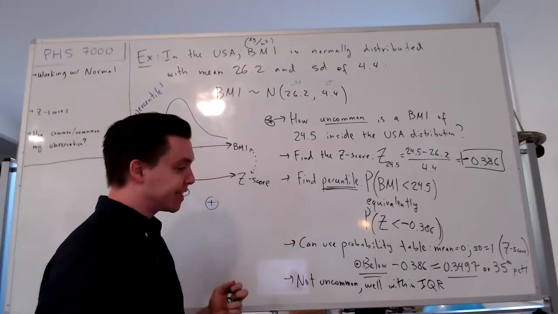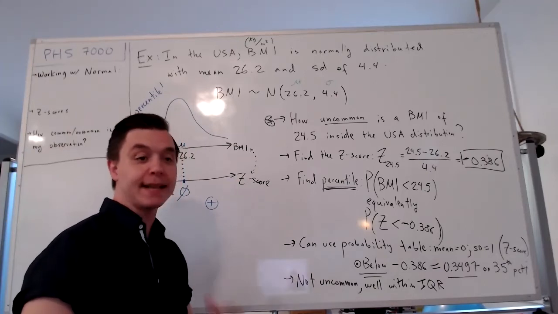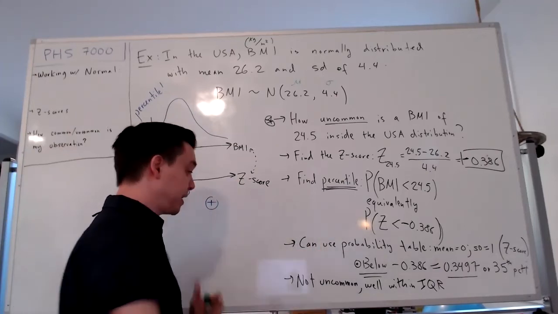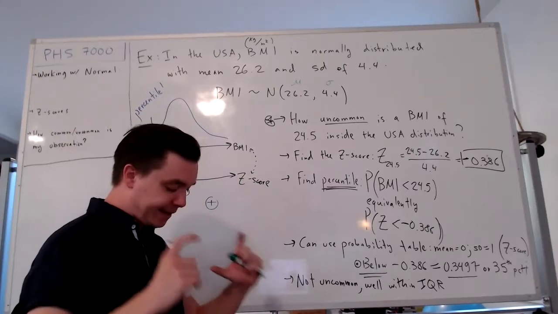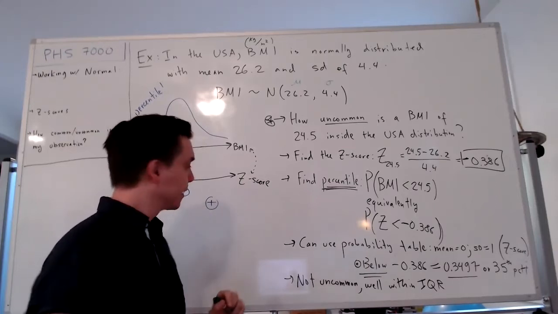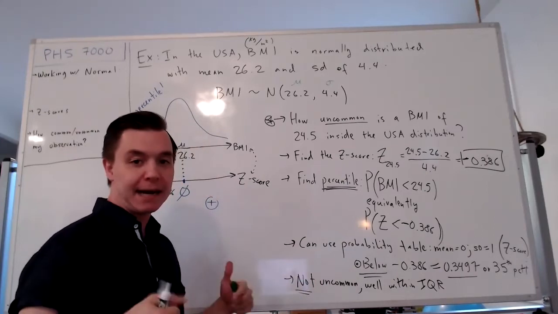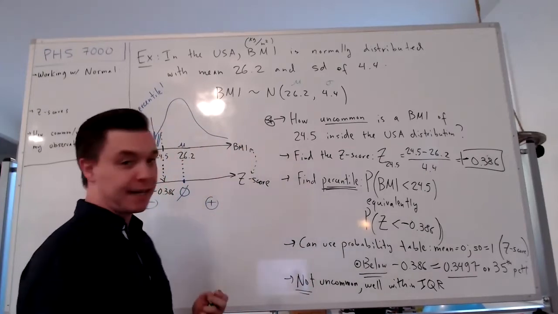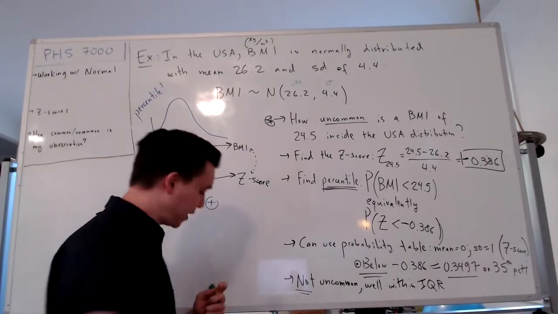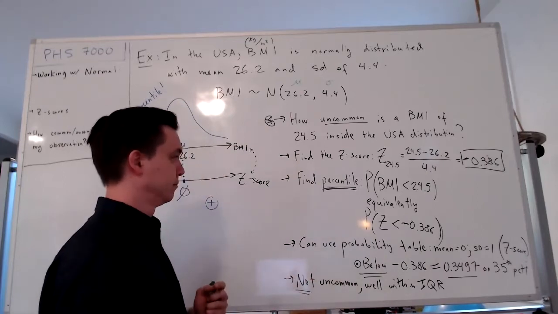What we got was smack dab in the middle, Q2 and the median, at about 35th percentile. We're well inside the middle 50% of the data. This is not an uncommon observation inside of that distribution. Plenty above it, plenty below.